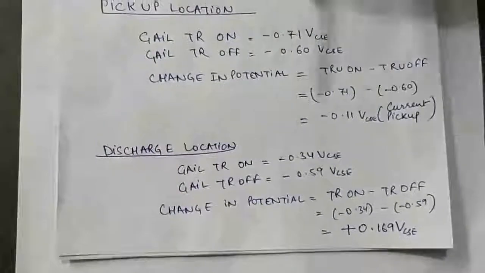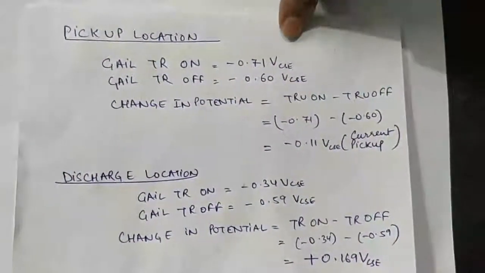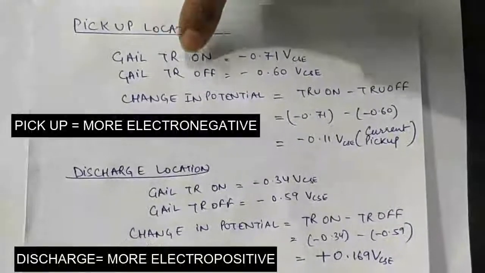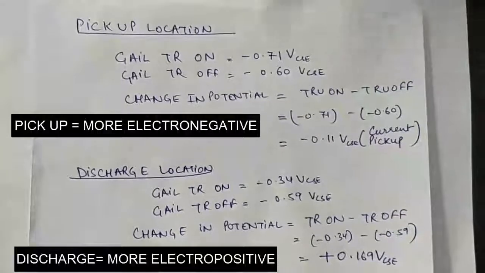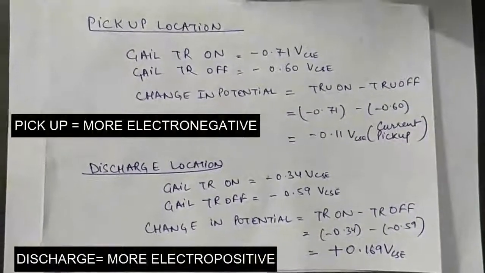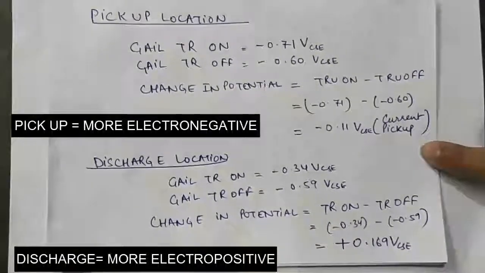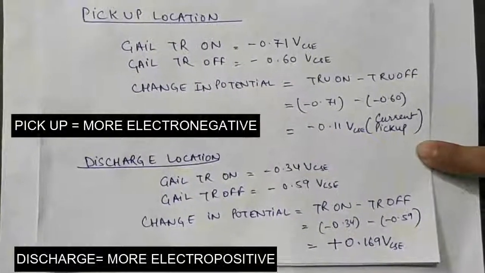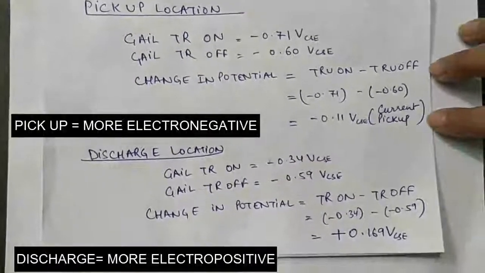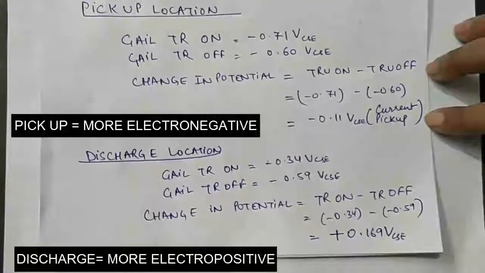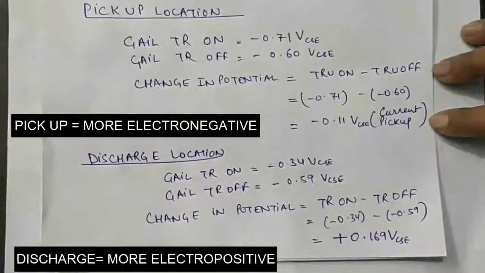At the pickup location, when the GAIL TR unit was on, we were getting a value of minus 0.71 volt. When the GAIL TR unit was off, we were getting a value of minus 0.60 volt. Now the change in potential, that is TR unit on value minus TR unit off value, shows us a negative value, which indicates that the current is being picked up. So the location that we had shown you for current pickup, which was nearer to the anode bed, shows that at this location current is getting picked up.